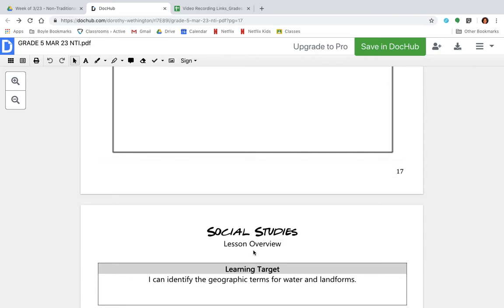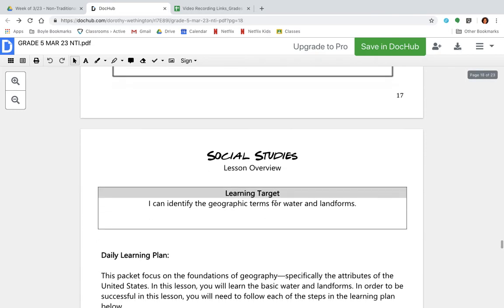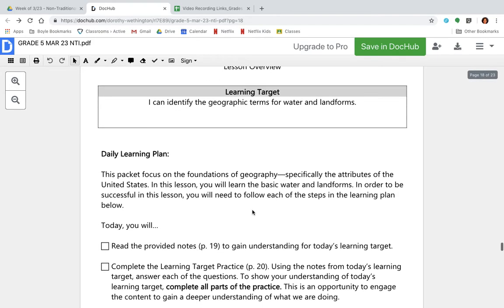Social studies, lesson overview. Learning target: I can identify the geographic terms for water and landforms. Daily learning plan. This packet focuses on the foundations of geography, specifically the attributes of the United States. In this lesson, you will learn the basic water and landforms.